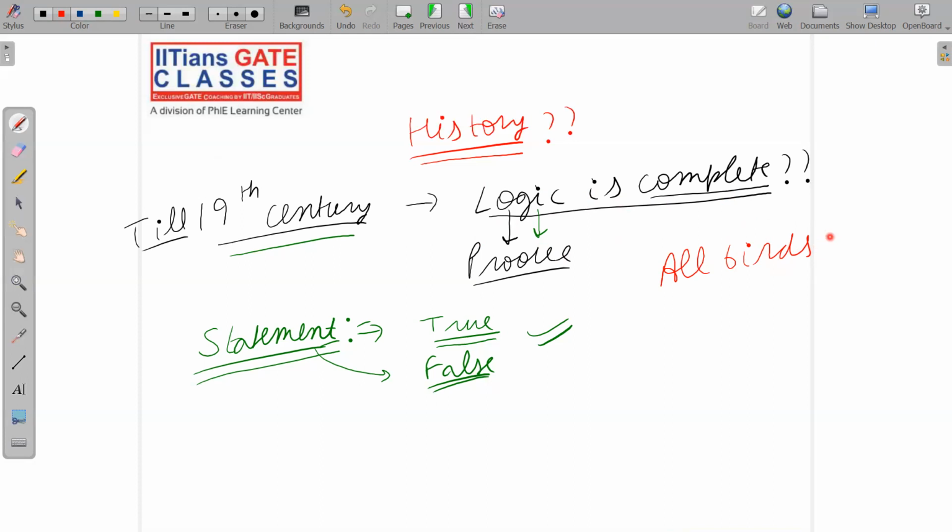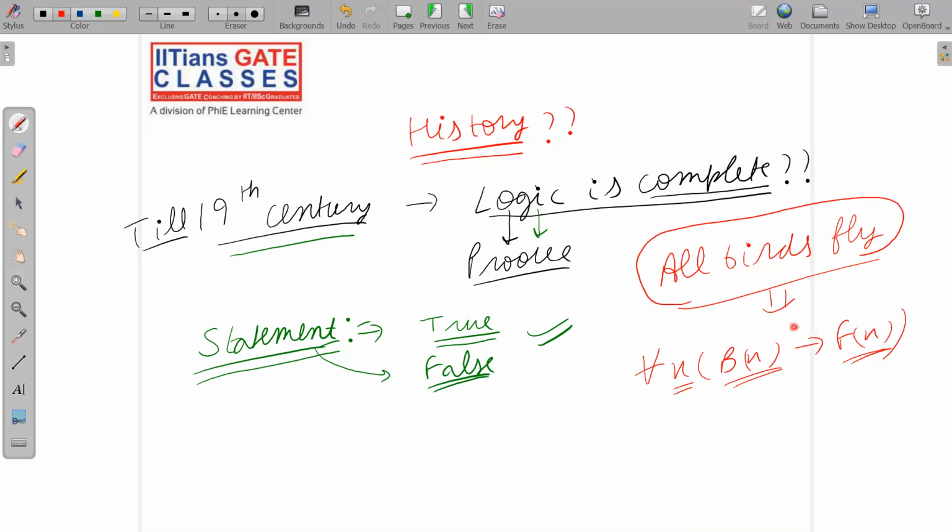Like this, say we say that all birds fly. The first step is, if you have an English statement, we try to convert it into a logic statement. Say we write: for all x, Bx implies Fx. This is the logic statement for all birds fly. For all x means every object in this universe; if that x is a bird, then it will fly. Bx means x is a bird, Fx means it will fly. Like this we convert the English statement into a logic statement.